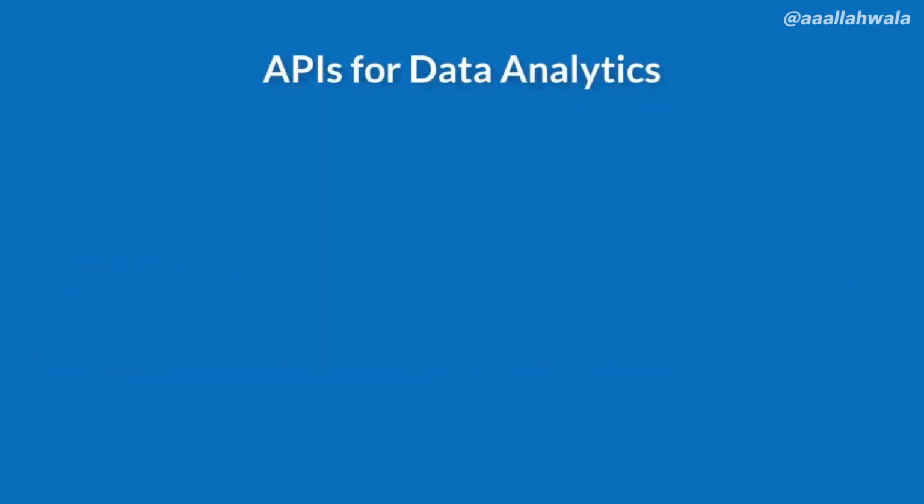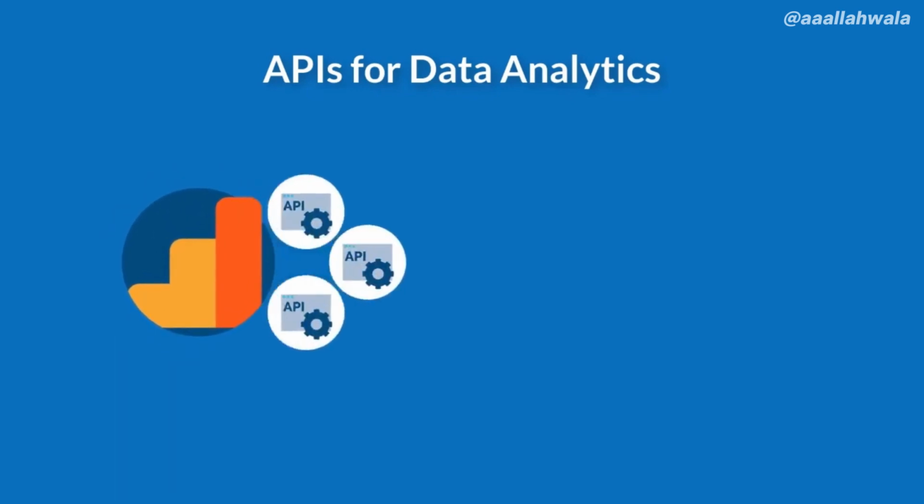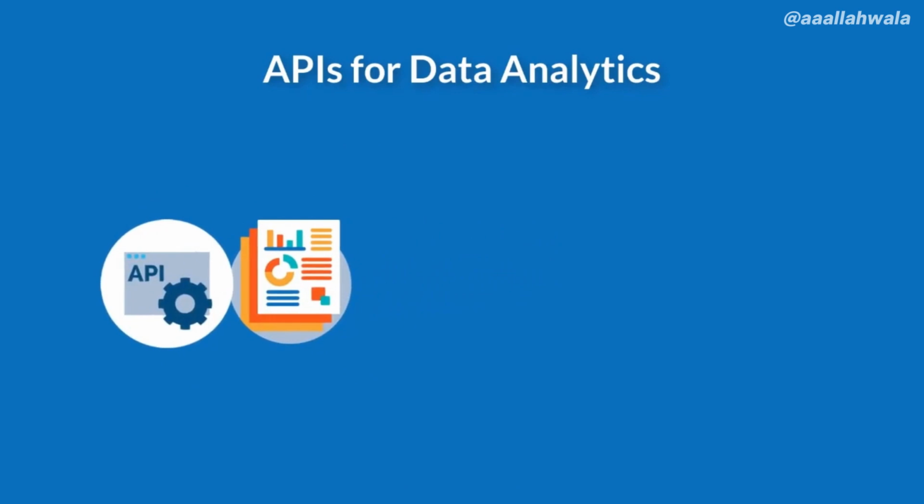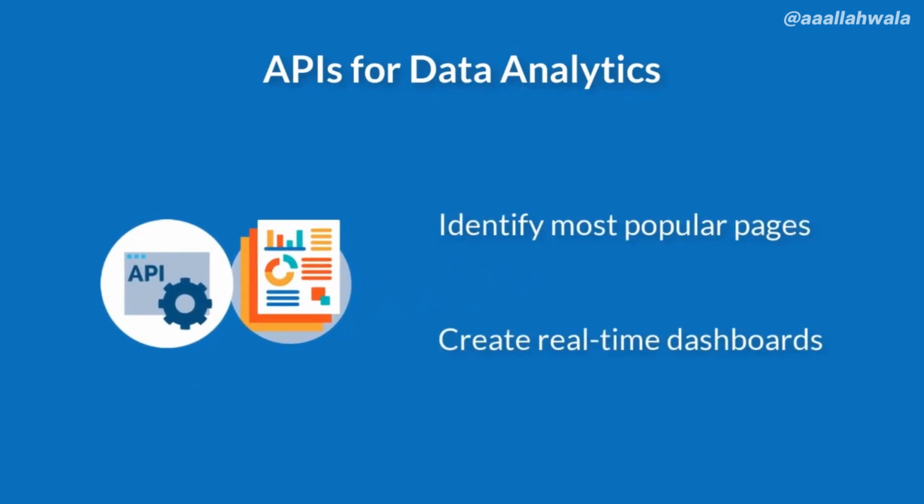APIs can also be used for analytics. As we mentioned previously in this lesson, many large companies provide access to their data. They do this using APIs. For example, Google Analytics provides several APIs, including a real-time reporting API. This lets you analyze traffic on your website. You can use this API to identify the most popular pages or create real-time dashboards. As you can imagine, these APIs could be a valuable source of data.